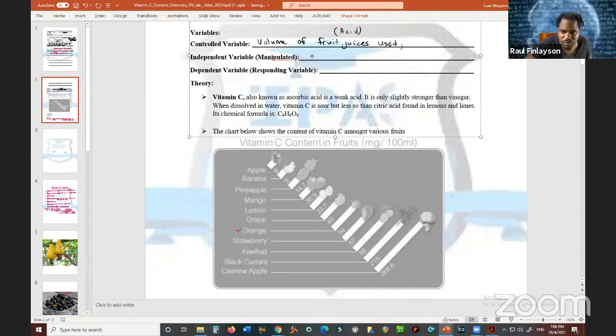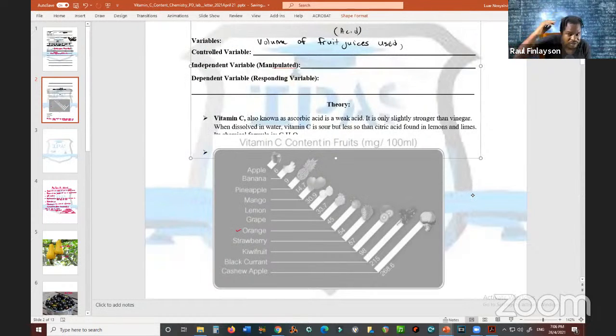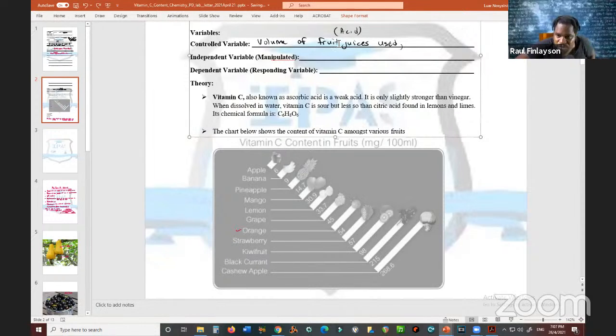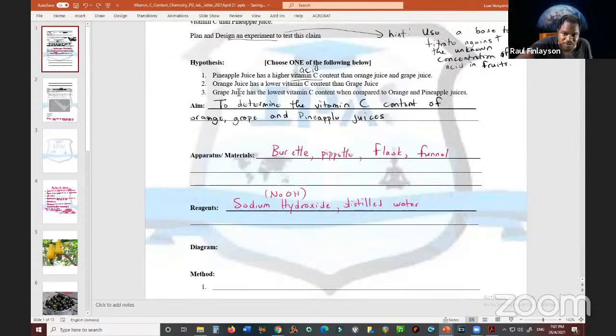So the independent variable, let me even write it because I think I gave this in the previous panel design. The independent variable is the variable that you are in charge of. That's the one that you're controlling, the one that you're adjusting. So we said first of all, the control is the volume of the fruit juices we're going to use. Remember, guys, we have to use the same amount of pineapple juice, orange juice, and grape juice to see which one of those has the most vitamin C.